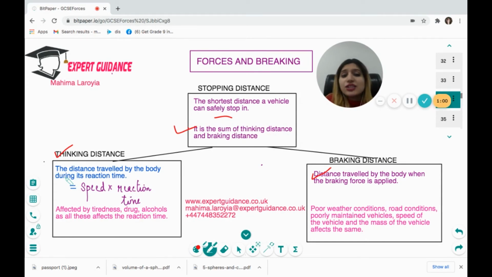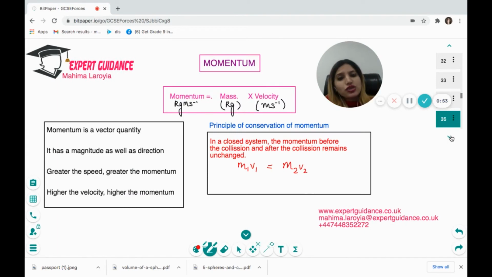Now, these questions can come in the exam. What affects the thinking distance? What affects the braking distance? What is the stopping distance? So you should know about that.